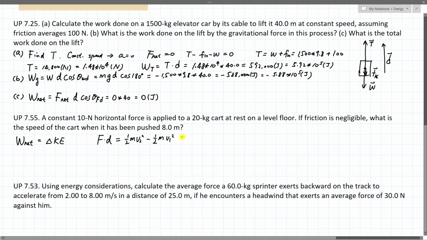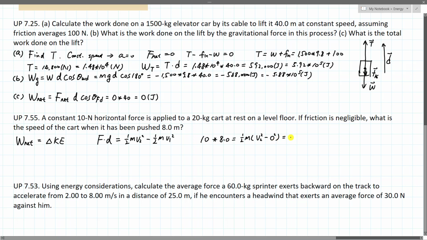And v1 is equal to 0. Right, so let's do this. 10 newton force times a displacement of 8 meters equals 1/2 m v2 squared minus 1/2 m v1 squared. The 1/2 m is a common factor, I'll factor it out, but it really doesn't matter here. It is still useful if we have a non-zero initial velocity, right? So here we have 0 initial velocity.